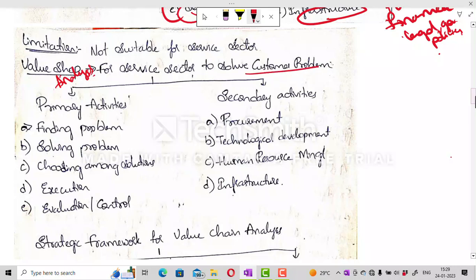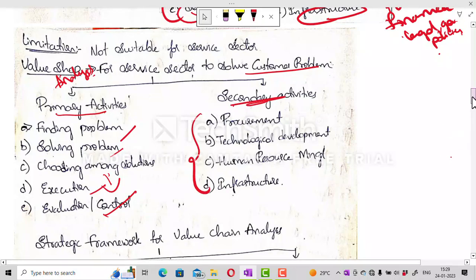So what are the steps in primary activities? Finding a problem, solving the problem. We will arrive at many solutions, and we should choose among the solutions, execute the solution we have chosen, evaluate it at regular periods and control the activities. We have secondary activities the same as in value chain analysis here. See, let's see what we have studied till now.